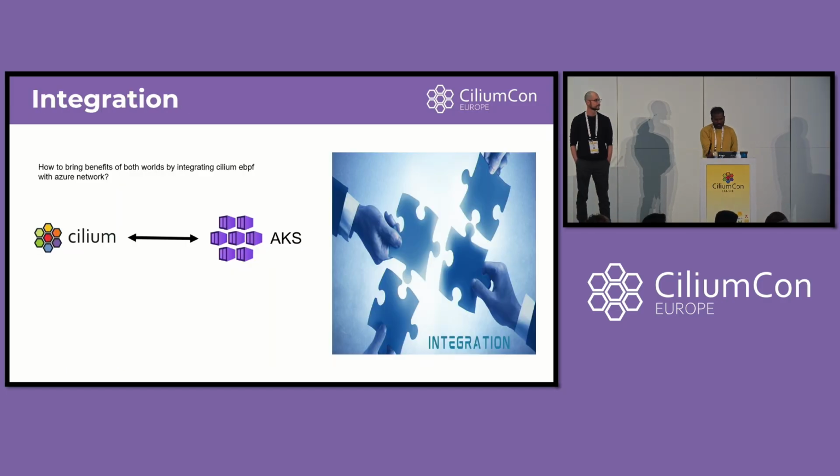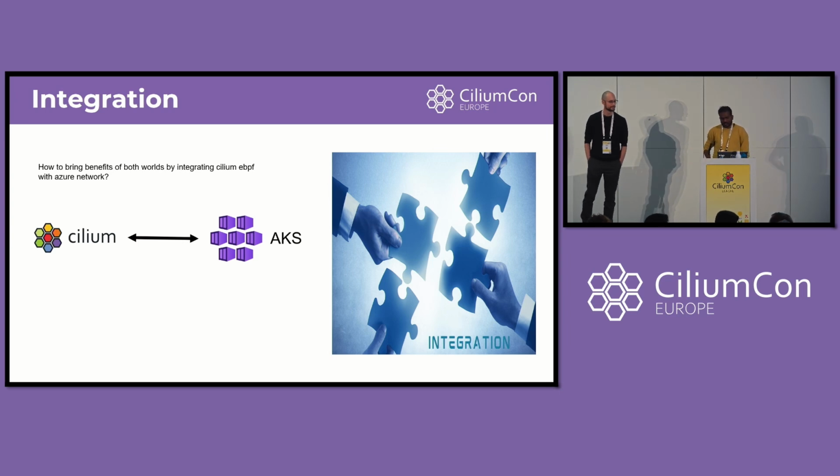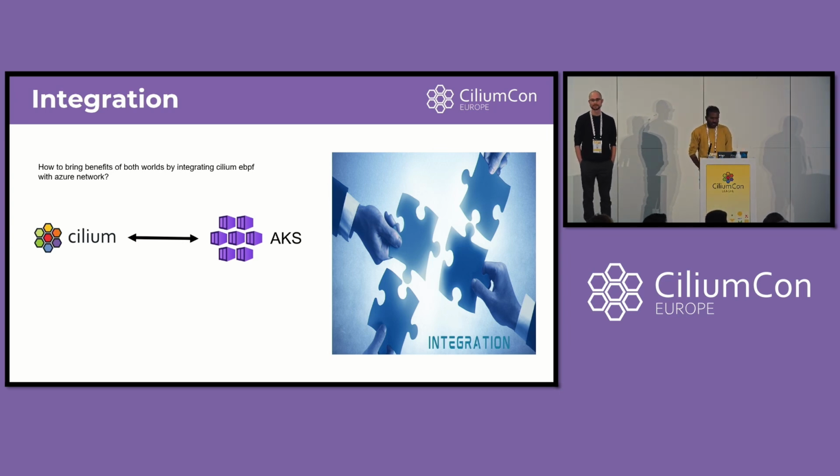So now comes the problem of how we integrate the benefits of both worlds. We see native routing is performing better in the previous comparison, and there are a ton of features that Cilium supports too. So how can we bring this cloud provider network to Cilium and have the benefits of both worlds? Let's now look at the existing IPAM modes and see if we can leverage anything out of it.